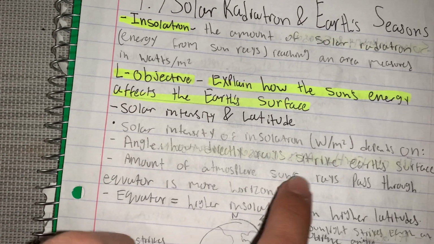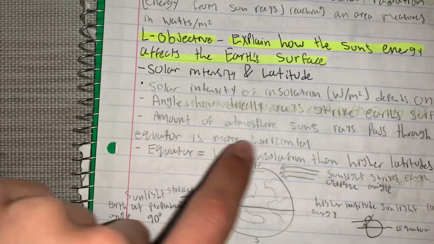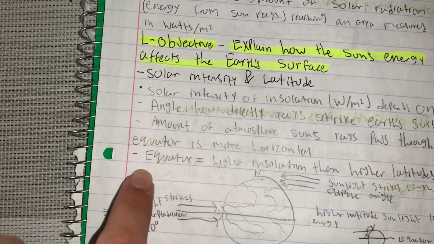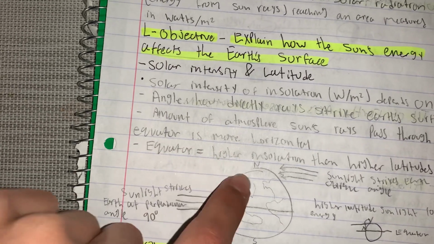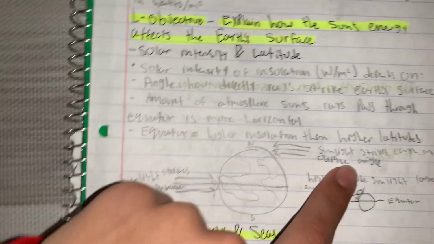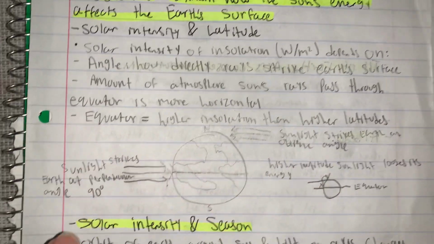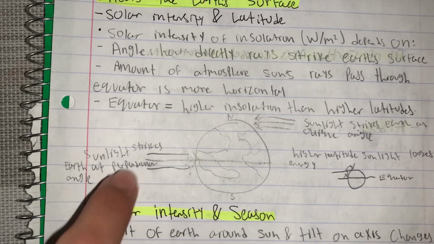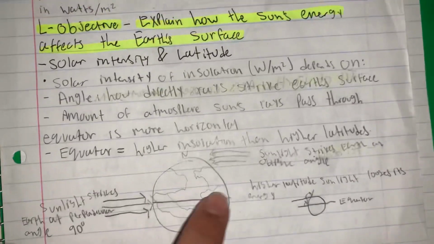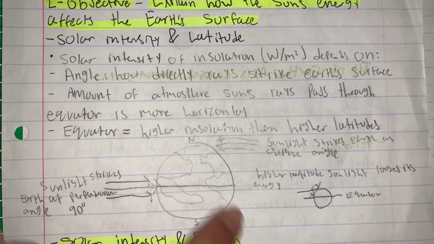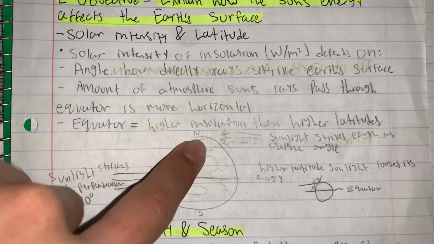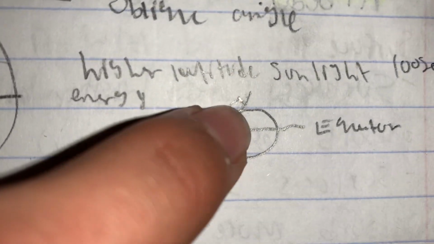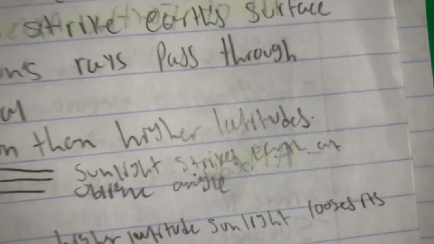angle, how directly rays strike Earth's surface, and the amount of atmosphere the sun's rays pass through. The equator is more horizontal. And then equator equals higher insolation than higher latitude. Here's an image where sunlight strikes Earth at a perpendicular angle, 90 degrees, which is at the equator, and then sunlight strikes Earth at an oblique angle, which is in the north. And here's a little image of the oblique angle and the 90, which is the equator.